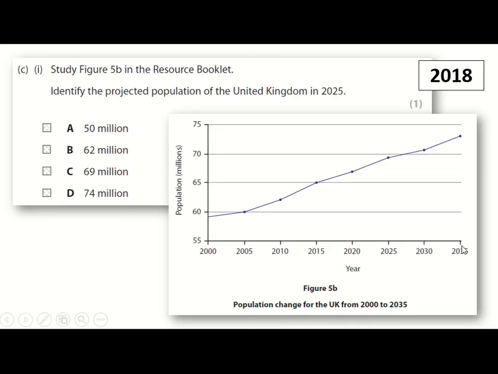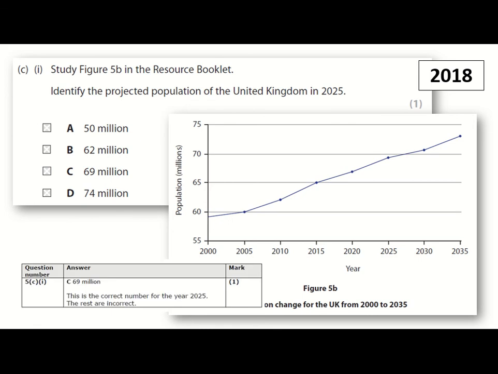Okay, next question. So study figure 5b in the resource booklet. Identify the projected population of the United Kingdom in 2025. Pause the screen, off you go. Okay, nice and easy. The answer is 69 million, which is C. Projected population in 2025. 2025 is there. This is a dot. It's just below 70. That's below 70. That's not close enough. That's too high. That's the only one that could work.